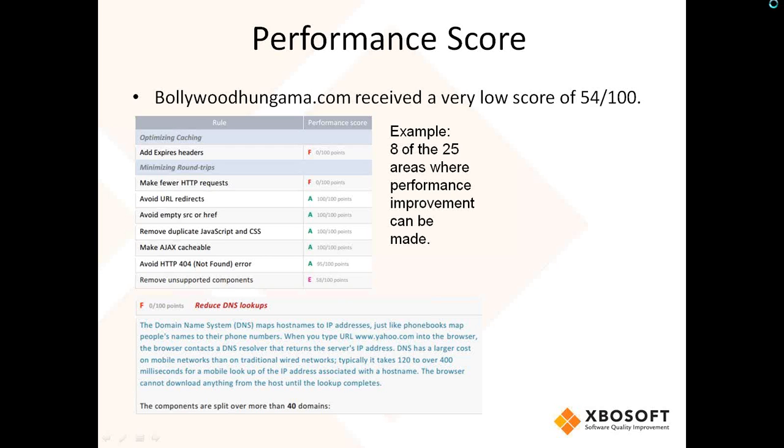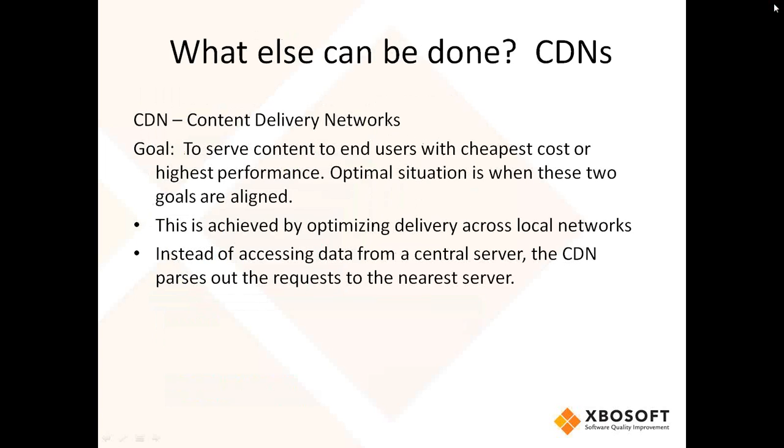So what else can be done? Well, CDNs, which are content delivery networks. The goal is to serve content to the end users with the cheapest cost or highest performance. Usually in the optimal situation both these goals are aligned. It does this by optimizing delivery across local networks. In other words, instead of accessing data from the central server, the CDN passes the request to the nearest server, or the server that can give you the highest performance.